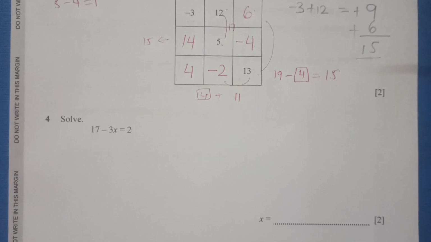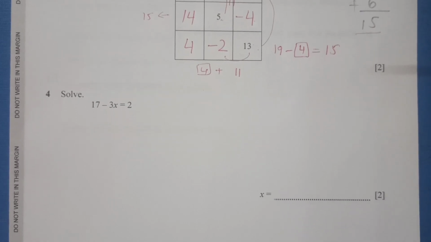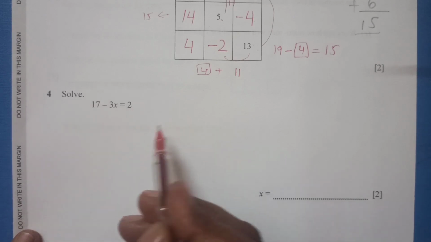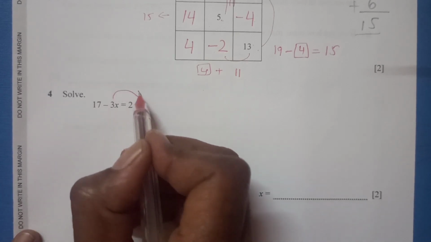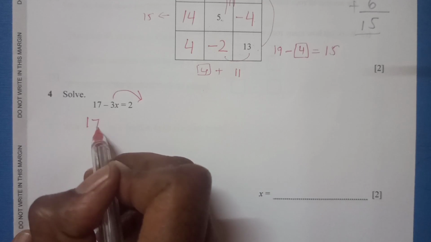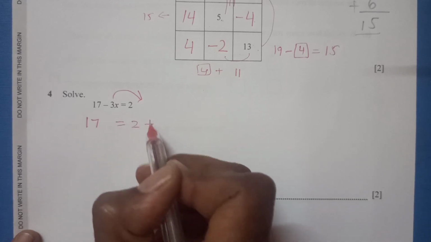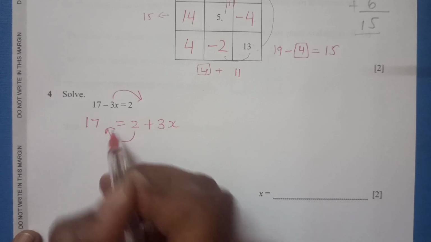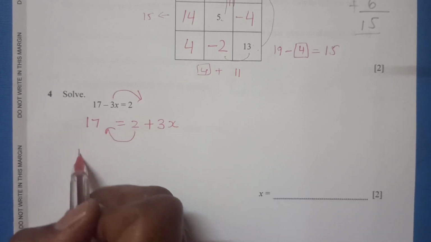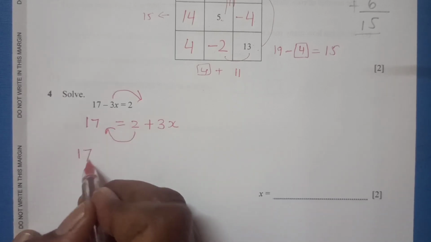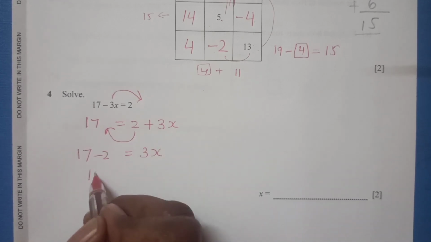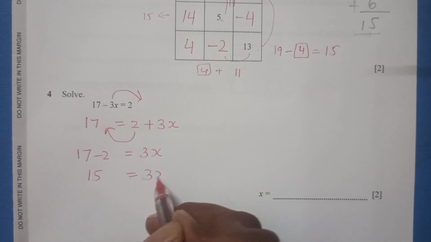Number 4. Solve this equation. We have 17 minus 3x equals 12. Let's shift 3x to the other side. It will be 17 equals 2 plus 3x. Now we can move 2 to the other side. This is positive, it will become negative. So 17 minus 2 equals 3x. Now 17 minus 2 is 15, equals 3x.